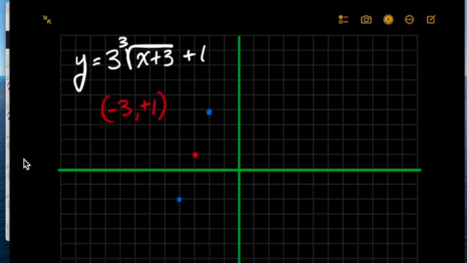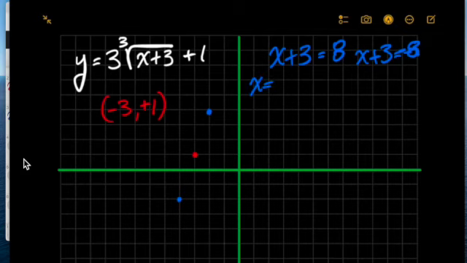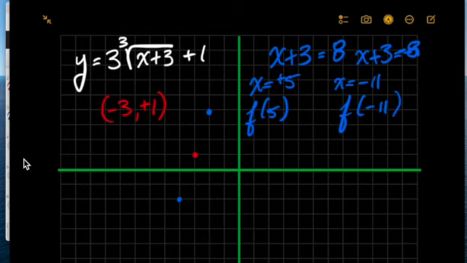Folks, what we're going to do is set x plus 3 to perfect cubes, and they are 8 and -8. We are then going to solve for x. So here we're going to have x equals +5, and here we're going to have x equals -11. Then we're going to do f of 5 and f of -11 to get the y coordinate of those points. So let's do that.